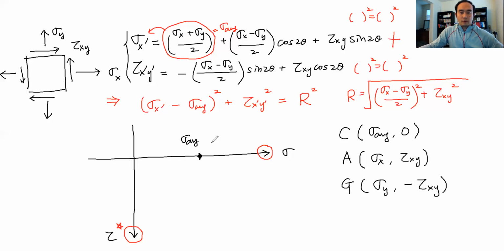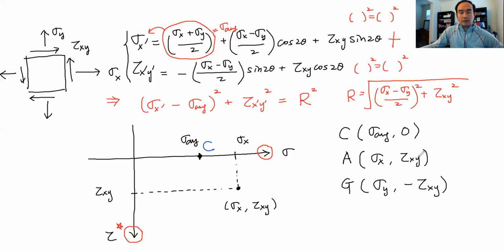I'm going to use a different color. This is point C. Let's say we have all positive numbers for sigma x, sigma y, and tau xy, just as an example. Sigma x is here, and then tau xy here, so that we can easily find the intersection point. This is going to be sigma x, tau xy.